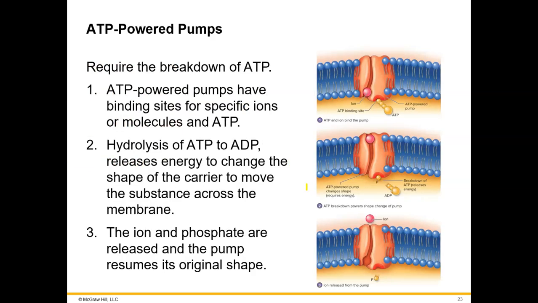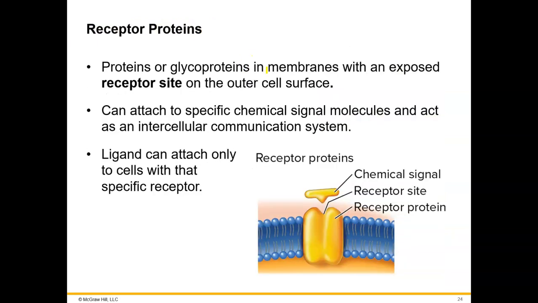ATP-powered pumps are proteins that have to bind to ATP in order to pump a substance in the opposite direction of its concentration gradient. Instead of the substance moving from where its concentration is high to where it's low, it's going to move in the opposite direction, toward its high concentration. ATP is the molecule that our cells use for energy, and one of its functions is powering these pumps.